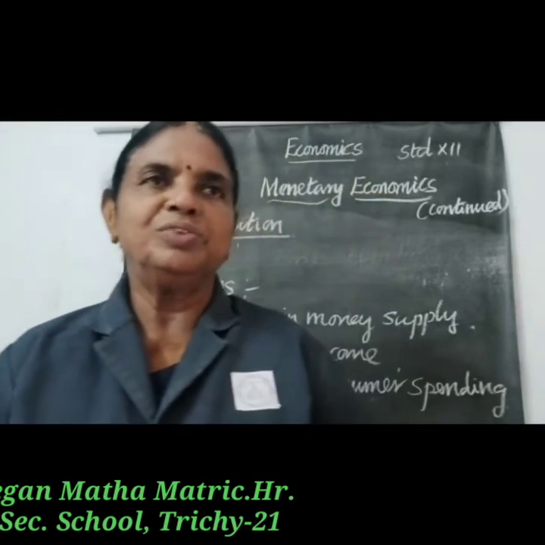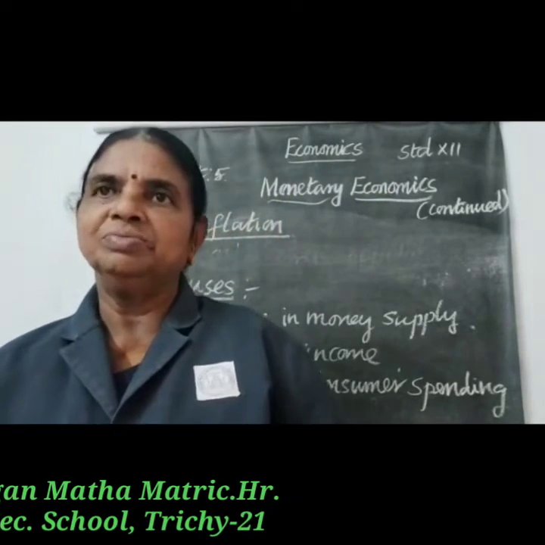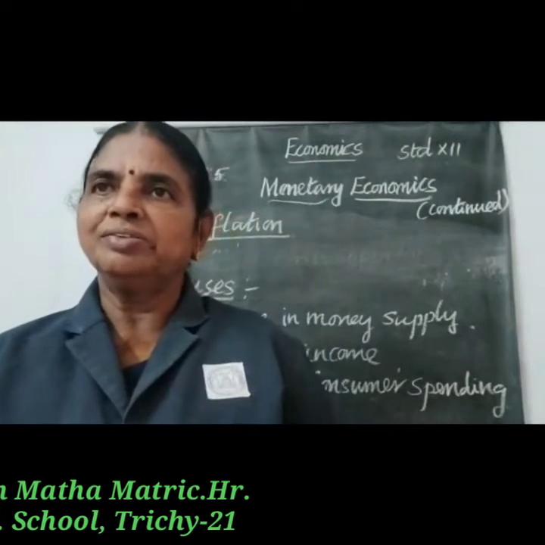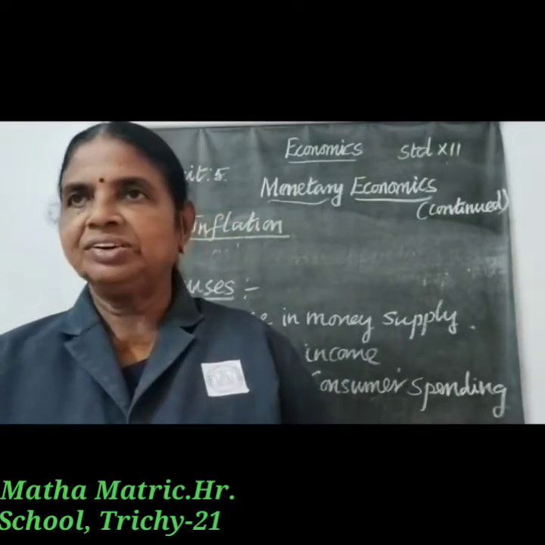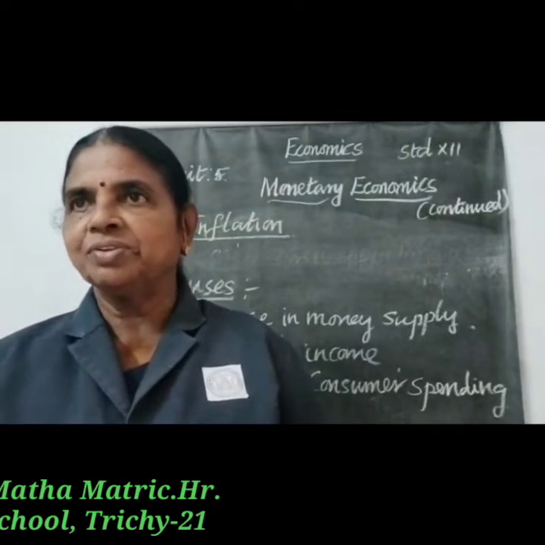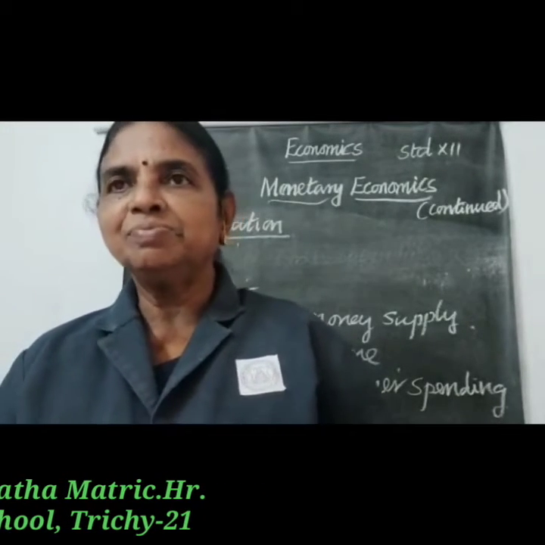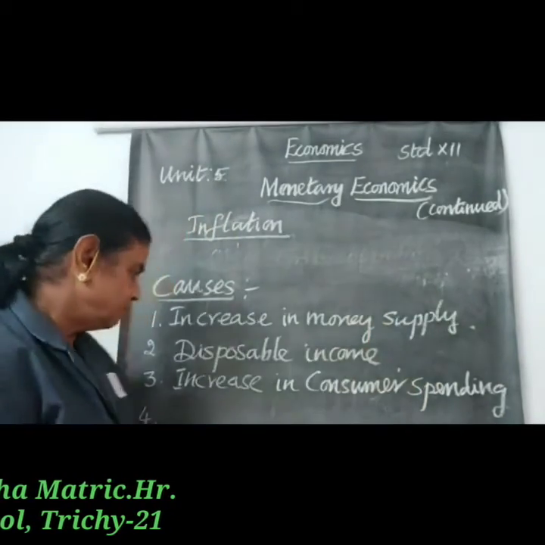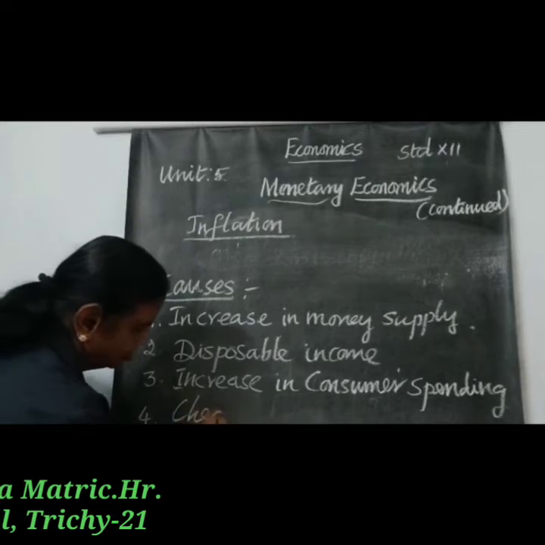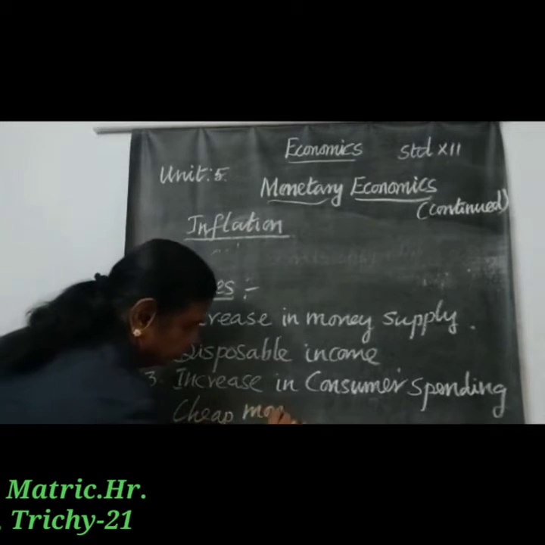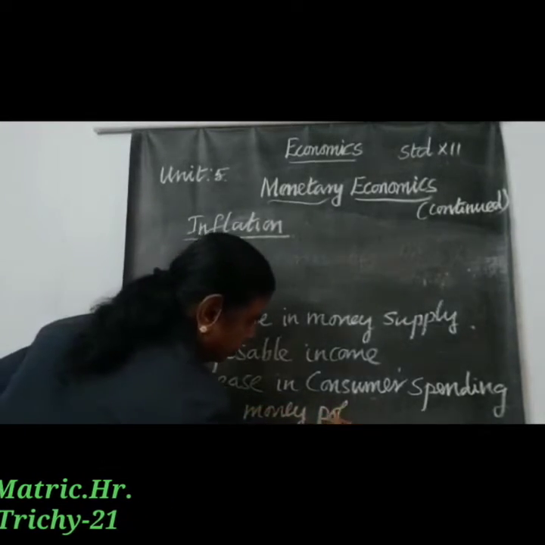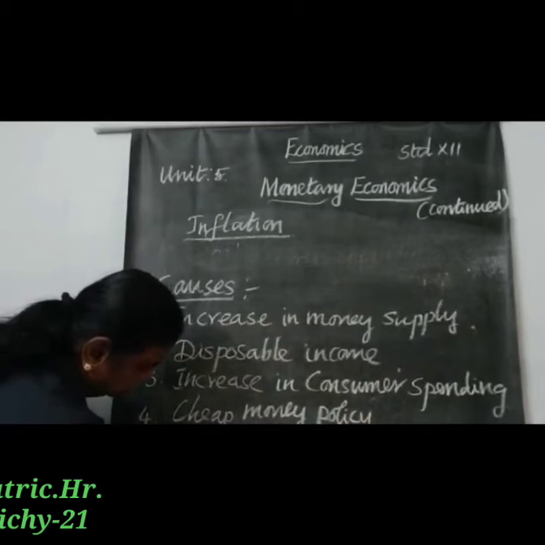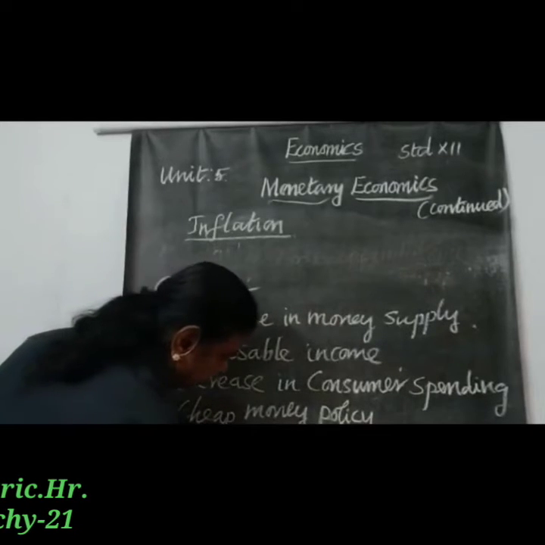And the fifth important one is increase in public expenditure. The government spends a certain amount of money on developmental activities and social welfare programs. That also causes a rise in prices. So we have cheap money policy, and the fifth point is public expenditure.